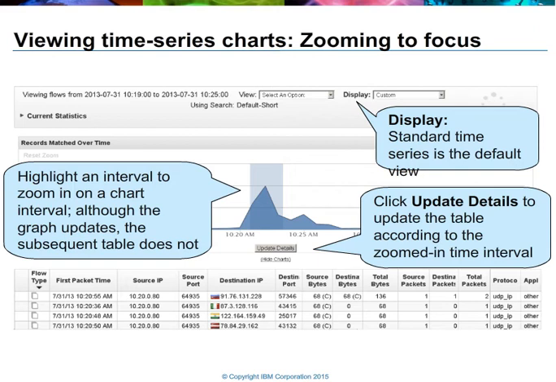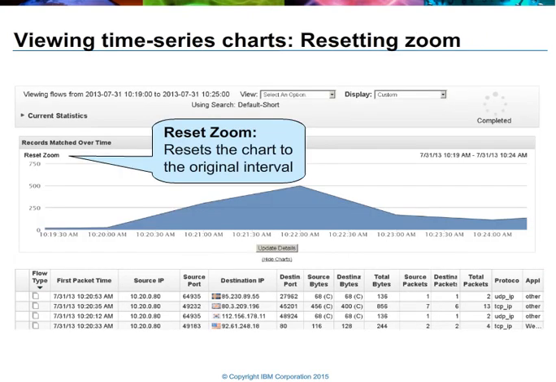Once you've gotten down to the window you wish to drill into, you can simply click the Update Details button. Then the detailed data underneath the chart will be updated based on the time window you've selected. If you wish to go back to the original view in the time series chart, you can simply click the Reset Zoom link in the upper left-hand corner of the chart.